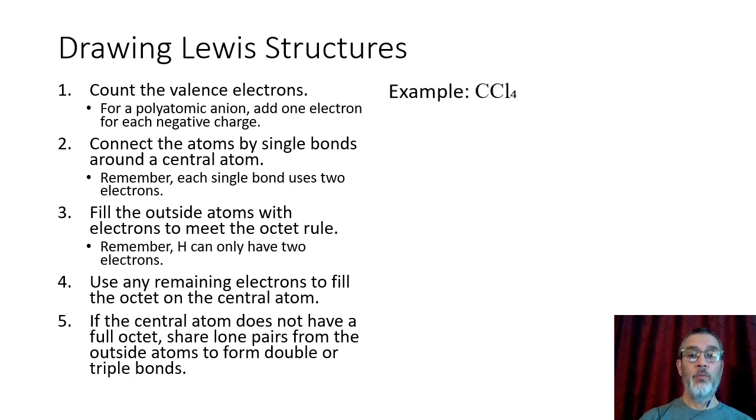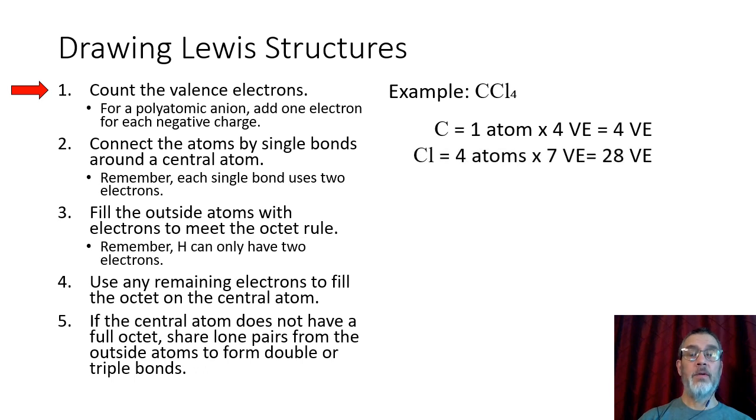Our next example, we will use CCl4, which is carbon tetrachloride. If I first count my valence electrons, I know that carbon is in group 14, so it's going to have 4 valence electrons. And then each of the chlorines from group 17 is going to bring 7 valence electrons. 7 times 4 is 28, giving me a total of 32 valence electrons to play with.